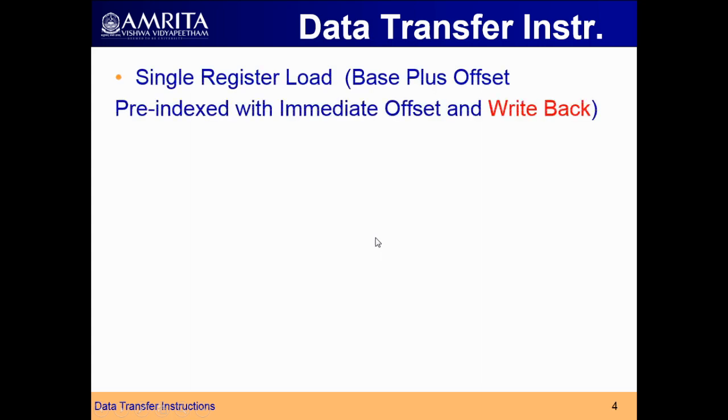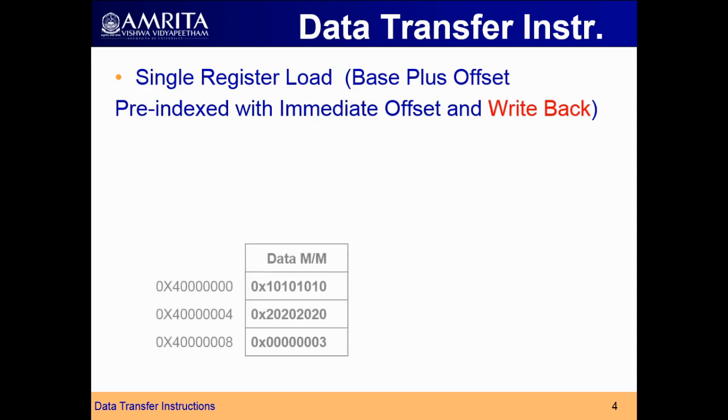Here again we are seeing the single register load, but here you have one difference. You are adding one more term known as write back. In the previous case, even though the indexing was done, the register value, that is the address present in R0, remains the same. It was not updated. But here you can see that the register will get updated. You can see it with the help of an example.